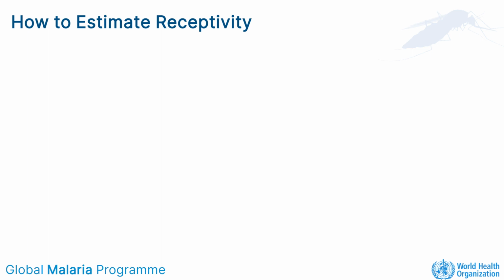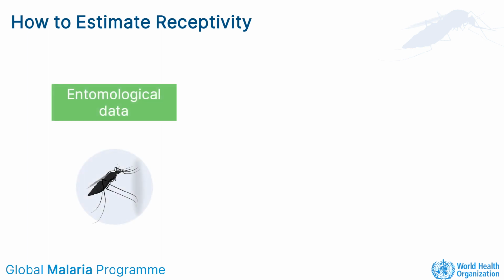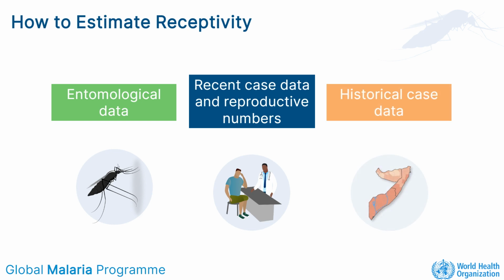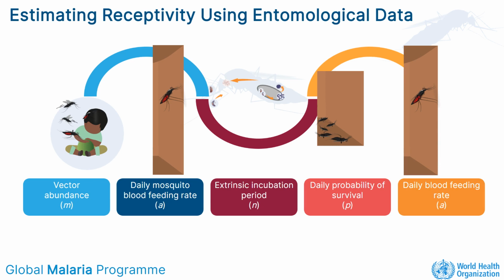However, we can get an estimation of receptivity from any of 3 different sources: entomological data, recent case data, and historical data. Let's look at each of these in turn. We know that receptivity is related to how efficient and numerous vector mosquitoes are in an area. Malariologists have developed a parameter called vectorial capacity that approximates the number of new infections arising per day from all the bites on one infectious human, with certain assumptions. We covered this concept in Unit 4 on vector control.